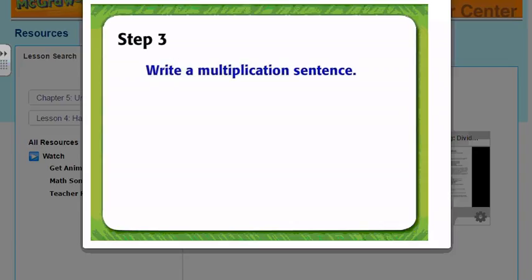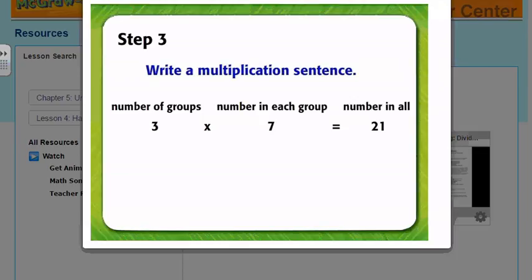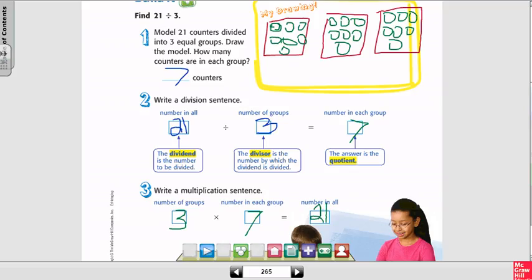Now write a multiplication sentence. The number of groups is 3. The number in each group is 7. So the number in all is 21. When you write a division sentence, it's the dividend divided by the divisor equals the quotient. But in a multiplication sentence, the dividend is actually the product, and the 2 factors are the divisor and the quotient. That's one way to put it.